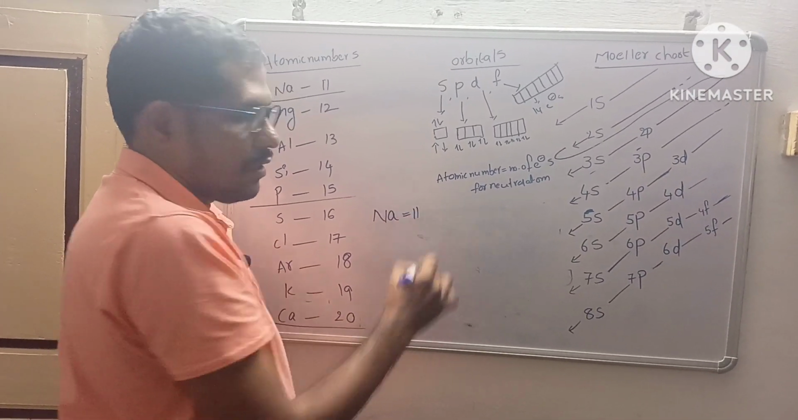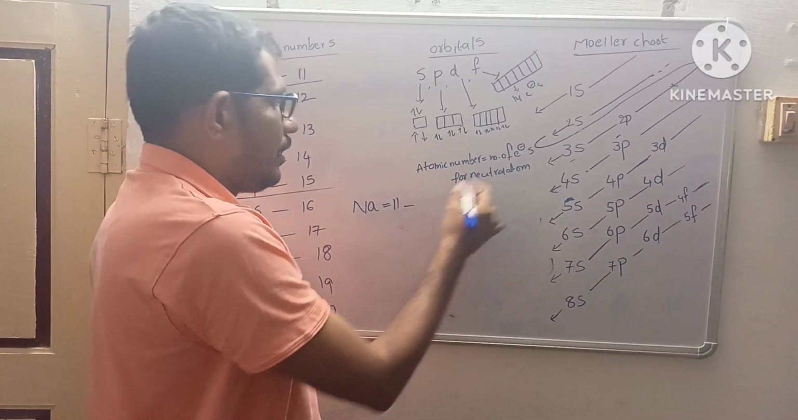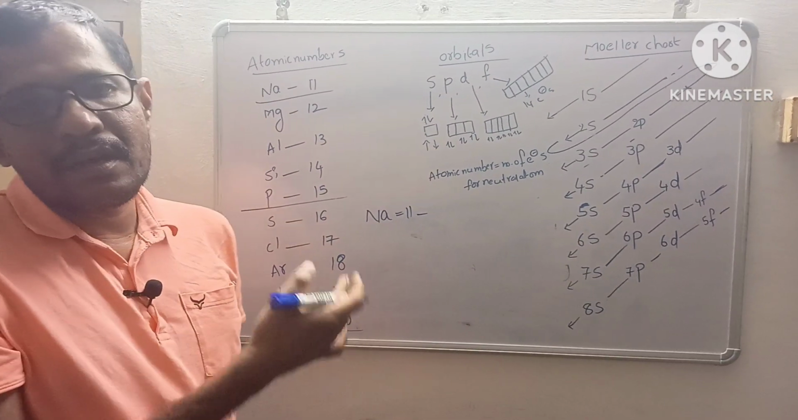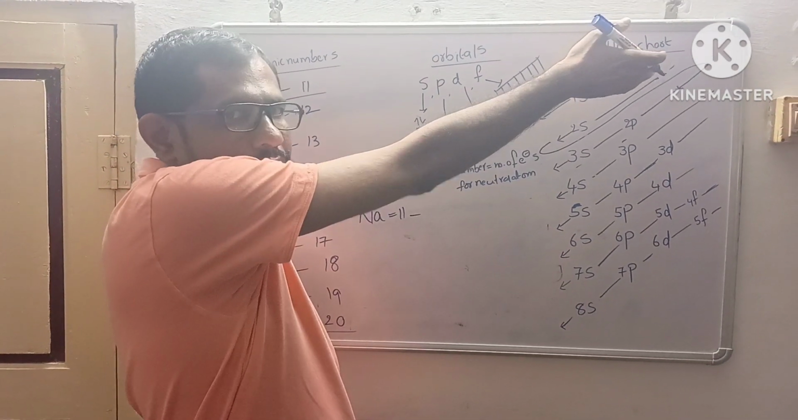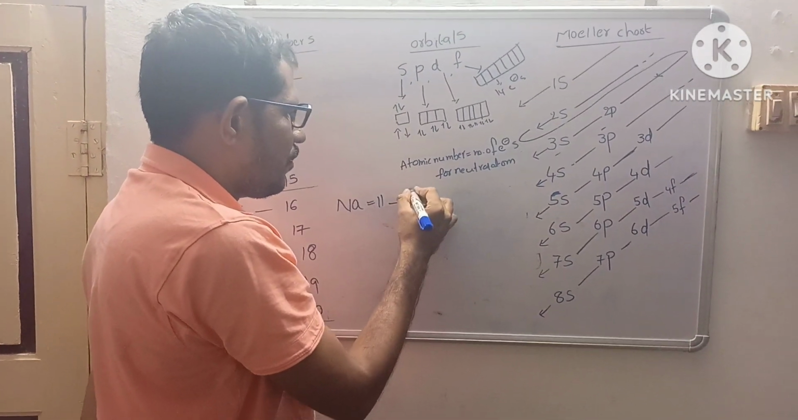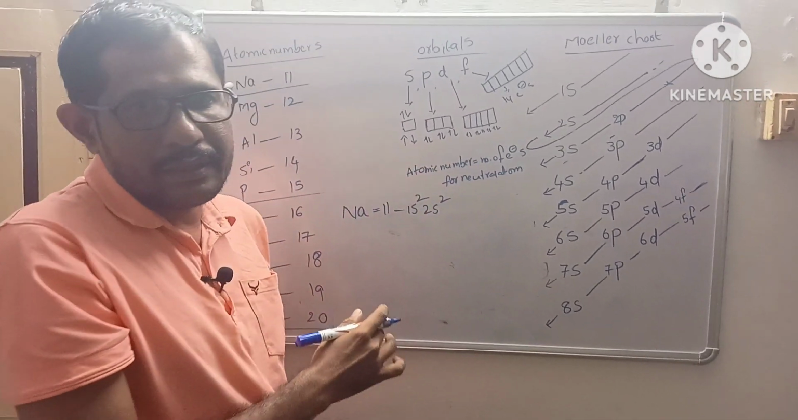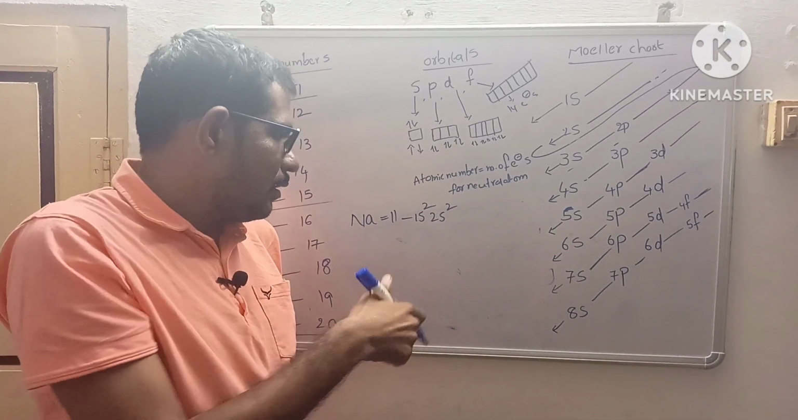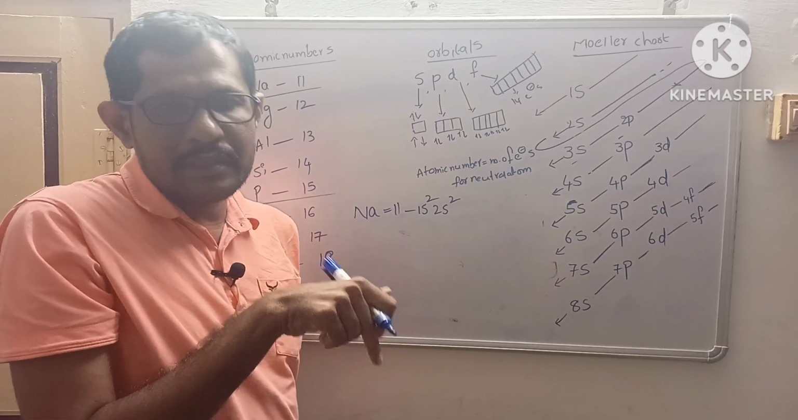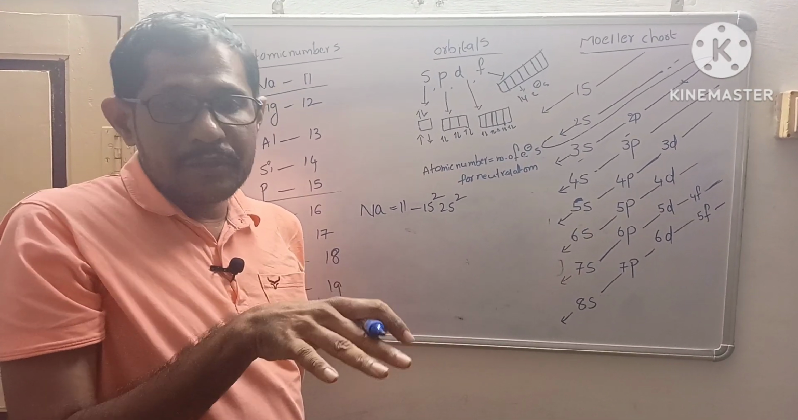Sodium atomic number is 11. Take the 11 atomic number, which means there are 11 electrons. Take the help of the Aufbau chart and write first 1s2, next 2s2. Are you following? Any doubt? Please comment in the comment section. I will get back to you immediately.